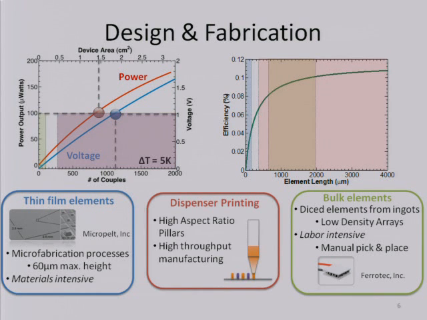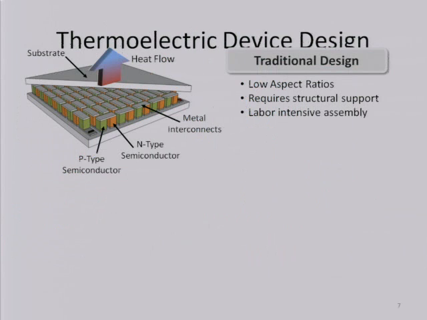And right in the middle, we have something we call dispenser printing, which is what we're doing, where we could generate high aspect ratio pillars with a technique that's really a high throughput manufacturing process. So it's a form of printing which is fairly inexpensive.